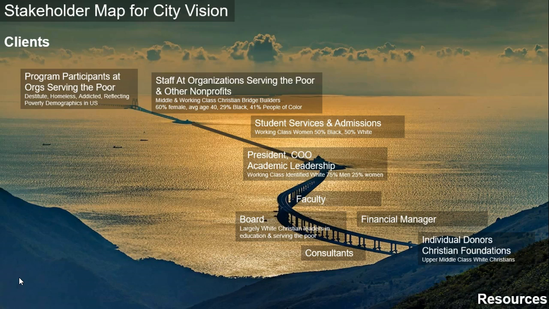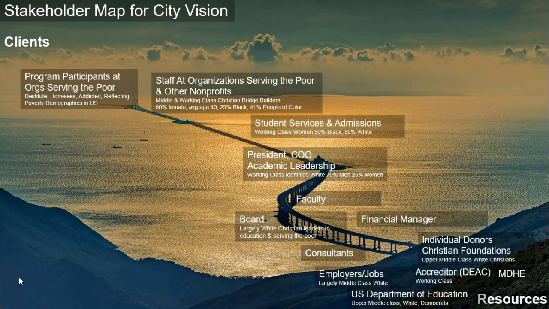The first group there is individual donors and Christian foundations, largely made up of upper middle class white Christians. Then there are other groups out there. With accreditation, you have what's called the triad. You have the accreditor, DEAC, and part of what I like about them is they are more of a working class accreditor and have values aligned with the working class.